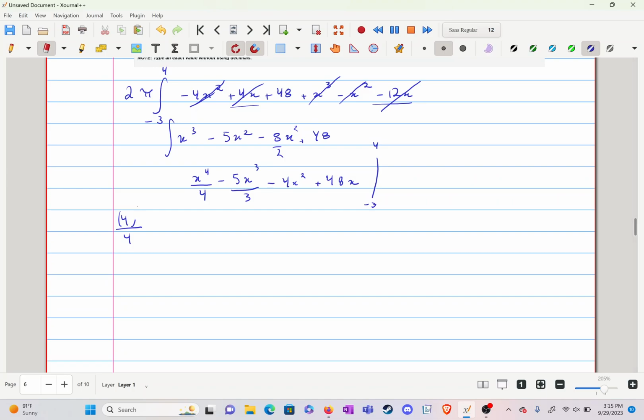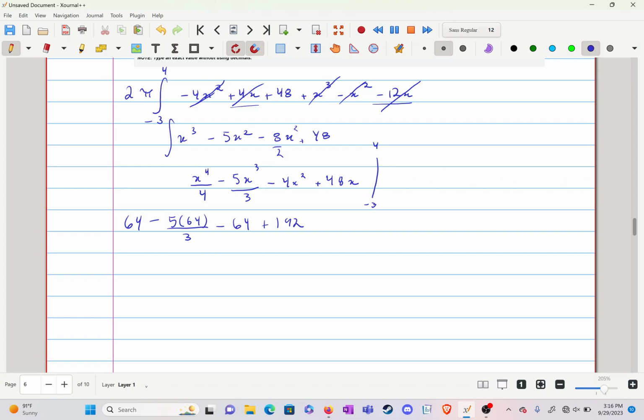That's my guess. We'll fact check that soon. Now 4 cubed is 64. So we have 5 times 64 divided by 3. And we have 4 squared is 16. Times 4 again is another minus 64. Oh, that 64 is canceling. Plus 48 times 4. And that one I could do. It's probably 192. But let's double check it. It's 192.